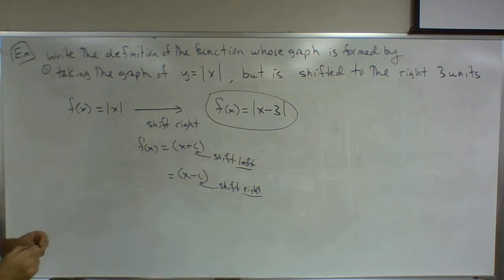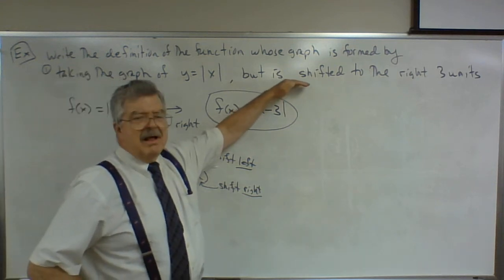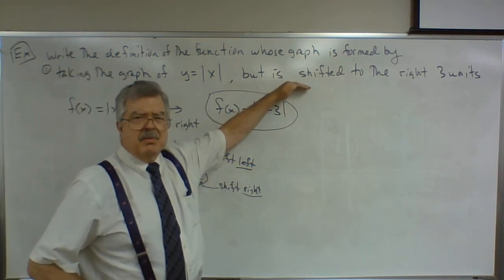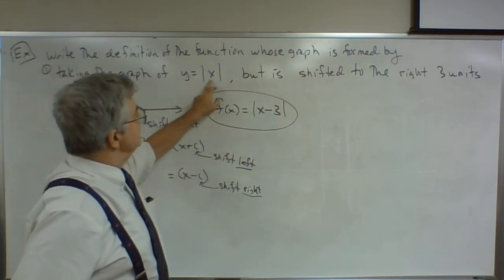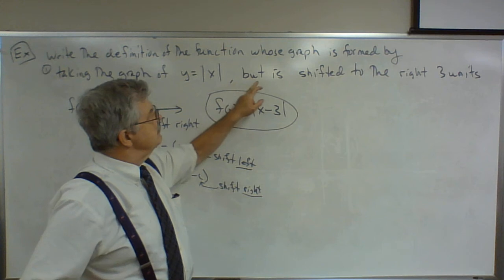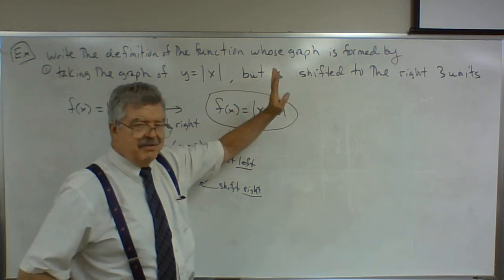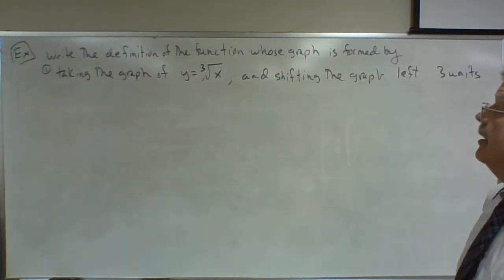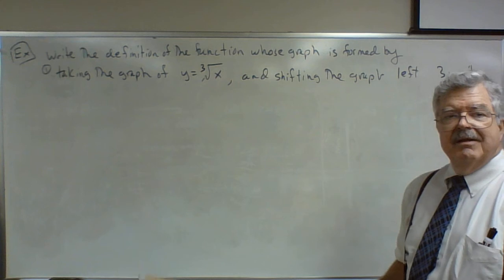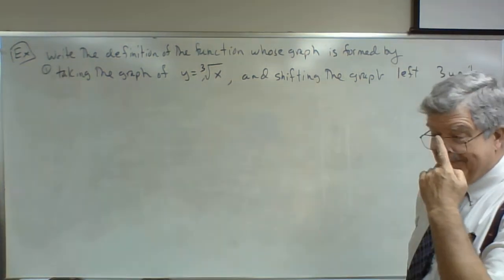Okay. Now we did the exercise correctly. It's just that I didn't realize what I needed to do to correct the wording up here: taking the graph of y equals absolute value of x and then shifting to the right 3 units. Okay. I think this time I really do have the wording right.